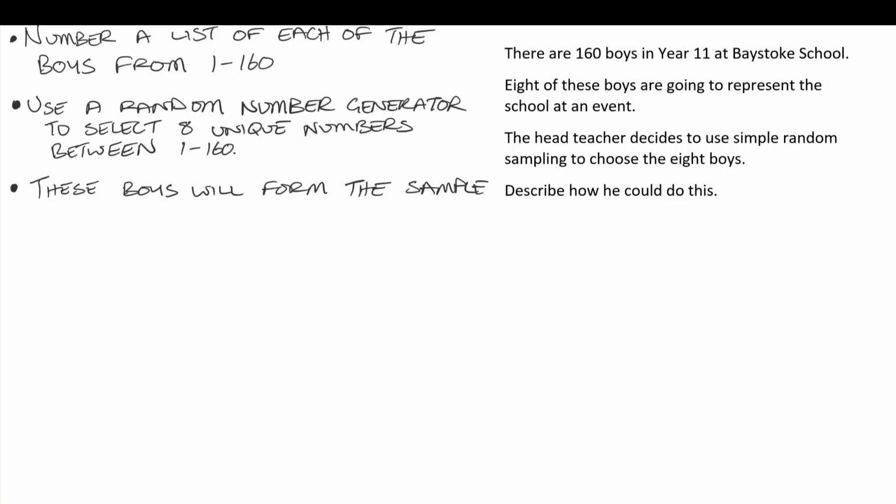I was very specific with the numbers. I was going from 1 to 160. I said how many people I need. I said how I'm going to make sure that they're random. I mentioned the fact that I'm going to number the list, and I used the digits 1 to 160 in my numbered list. Okay, this is the level of detail you need when you're asked to describe a sampling technique.